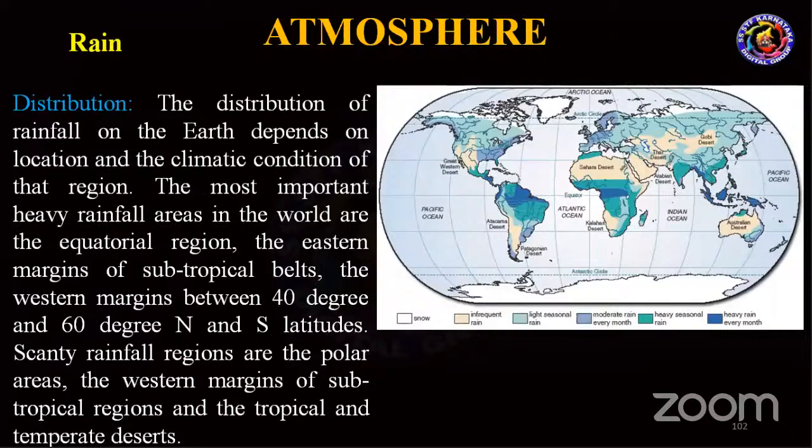First one, convectional rainfall. The eastern margin of the subtropical belts, the western margin between 40° and 60° north and south latitudes. These are the heavy rainfall areas. And the scanty rainfall regions are the polar areas, the western margin and the subtropical regions, and the subtropical temperate deserts.